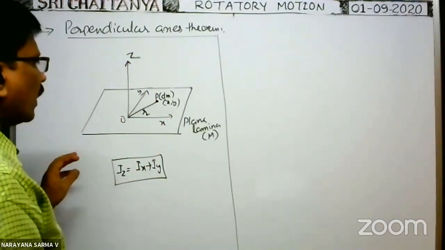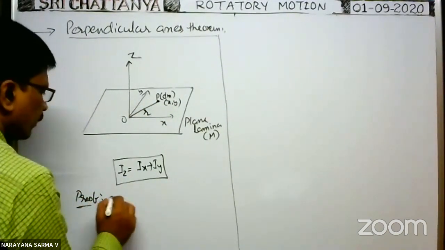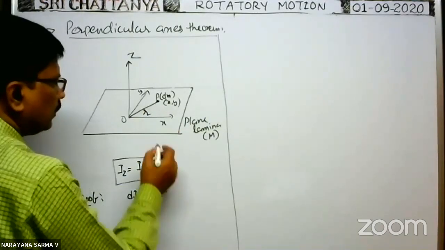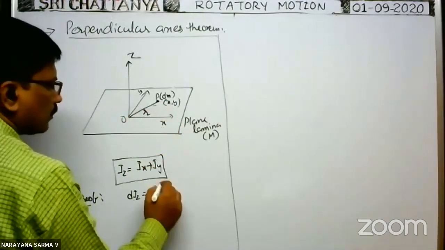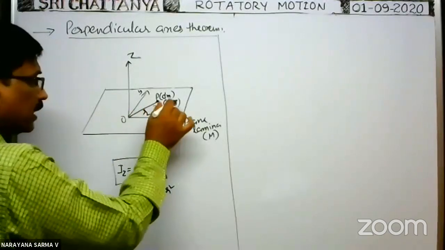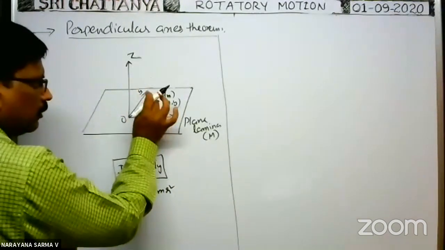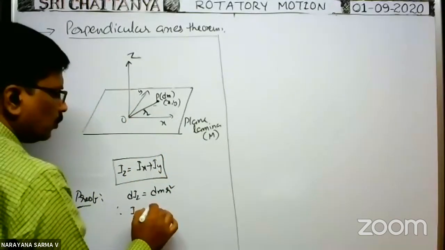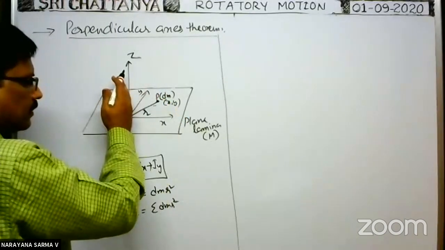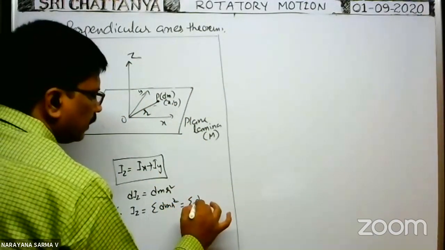Now, what is the moment of inertia of this particle about the z axis? Proof: the moment of inertia of the particle about the z axis, dIz, is equal to the mass of the particle dm into the perpendicular distance of the particle from the z axis, that is r, so r square. Therefore the total moment of inertia of the plane lamina about the z axis is the sum of dm into r square over all the particles, which is equal to sigma dm into r square.